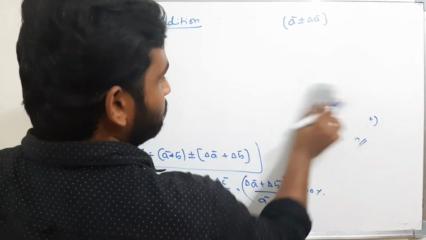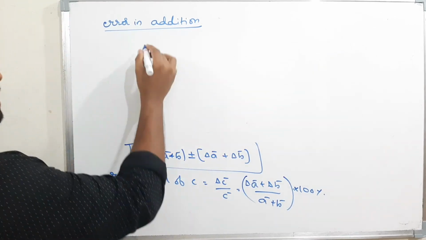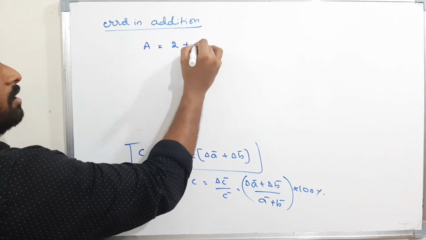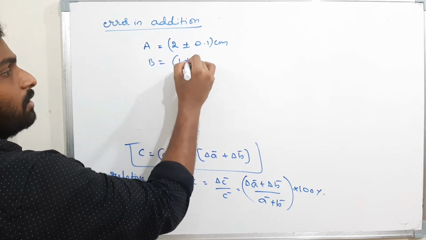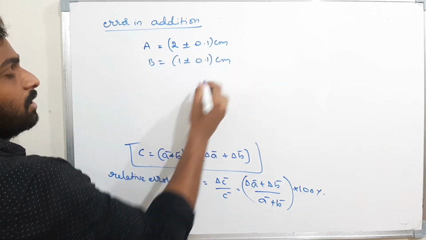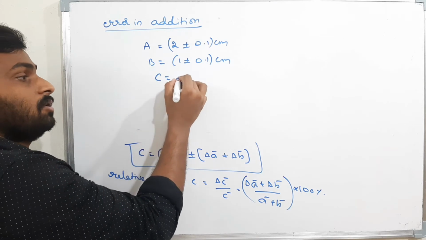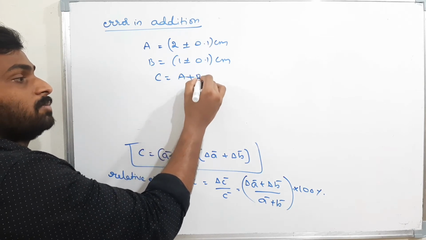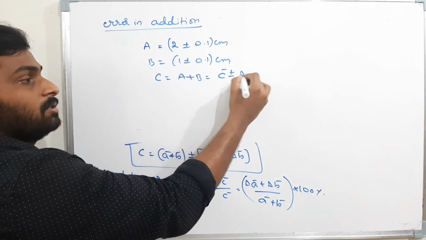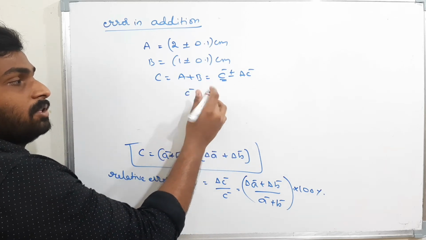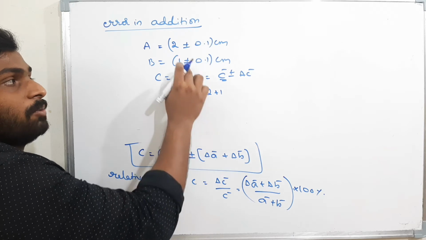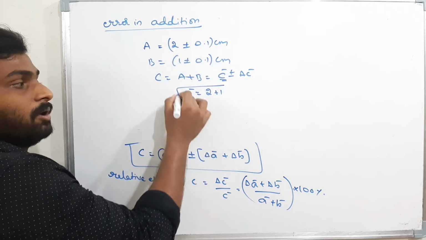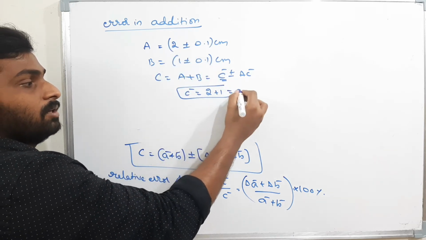With this small example, you will get clarity. A is equal to 2 plus or minus 0.1 centimeters and B is equal to 1 plus or minus 0.1 centimeters, and they told to find C, which is nothing but A plus B, in the form of C bar plus or minus delta C bar. What is C bar? The C bar is nothing but the sum of these two, that is 2 plus 1. The same operation I am doing for C bar. Therefore C bar I got is nothing but 3.